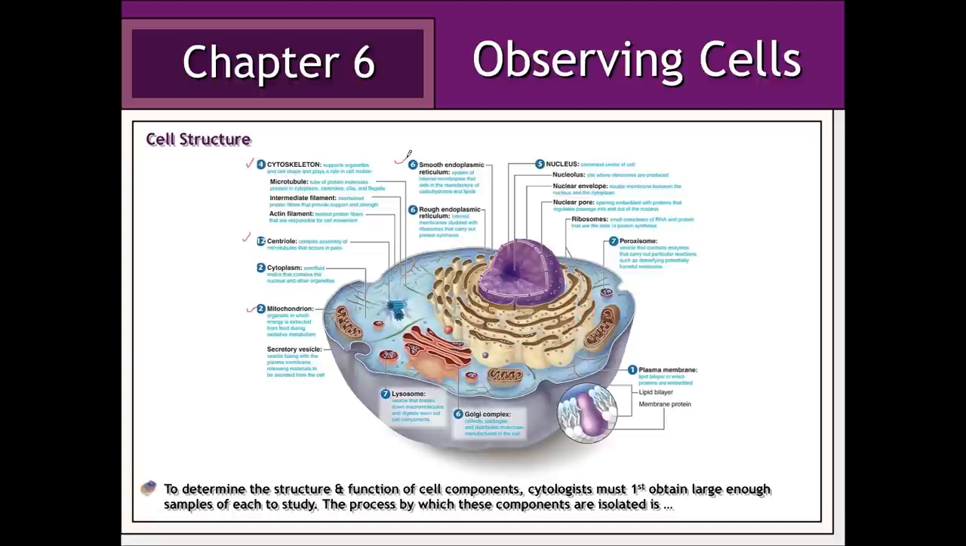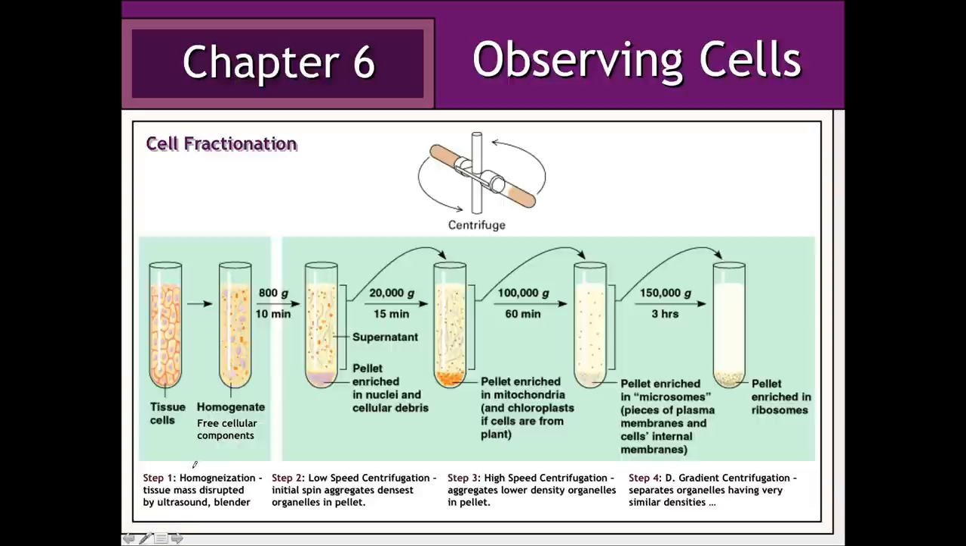their specific functions are. In order to determine the structure and function of any cellular component, researchers must first isolate and obtain large enough amounts of each organelle in order to study. By studying the structure of each organelle, it is possible for a researcher to make a reasonable inference as to the specific function of the organelle. The process by which cellular organelles are isolated in great enough quantities so that their structure and function can be studied is known as cell fractionation.